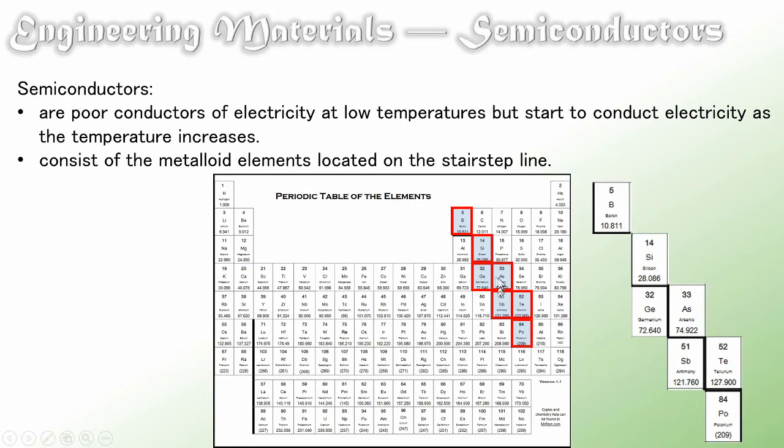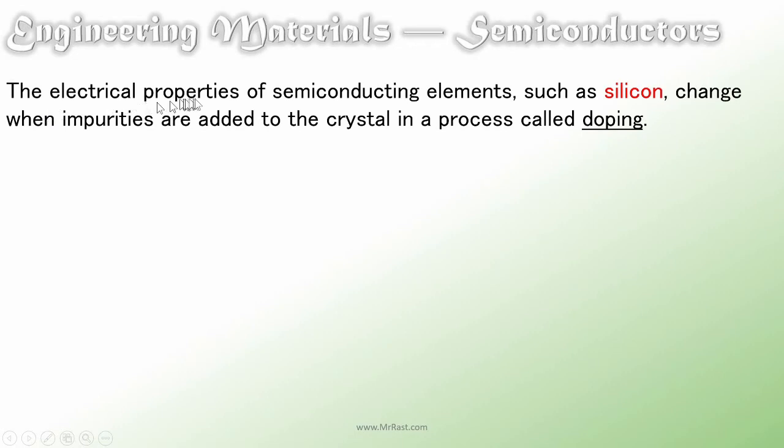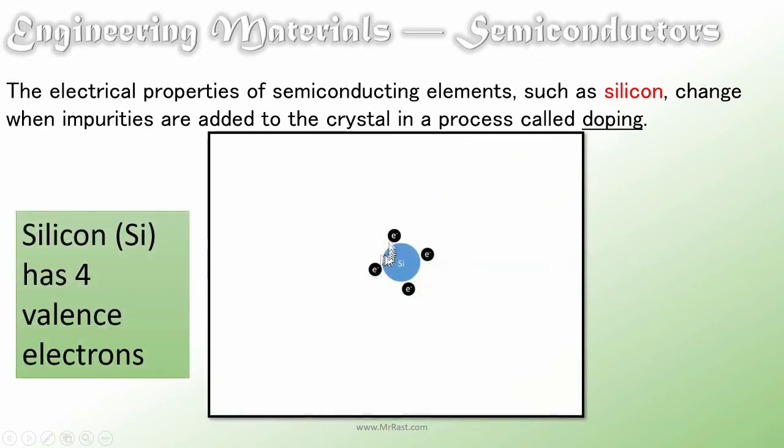So here are our metalloids on the stair-step line. The electrical properties of semiconducting elements such as silicon change when impurities are added to the crystal in a process called doping. So let's talk about doping right now with semiconductors. Silicon has 4 valence electrons, and you should know this by now. Look at your periodic table where it's located. It's in column 14, group 14, and group 14 has 4 valence electrons.